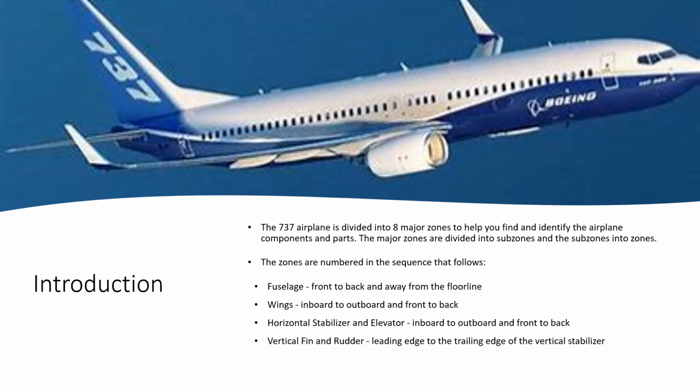The 737 then is divided into 8 major zones, and they're all identified in the AMM, etc., to help you identify the aircraft components and parts. And these are the major zones and subzones. So first of all, we have the fuselage, so that's from front to back and away from the floor line. Then we have the wings. The wing area covers the wings from the inboard all the way to the outboard, and then from the front, the leading edge to the trailing edge. Then we have zones for the horizontal stab and elevator, going inboard to outboard, and then front to back. And then we have the vertical fin and rudder, so from the leading edge to the trailing edge of the vertical stab, including the rudder.